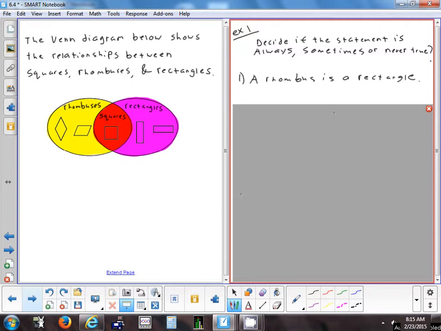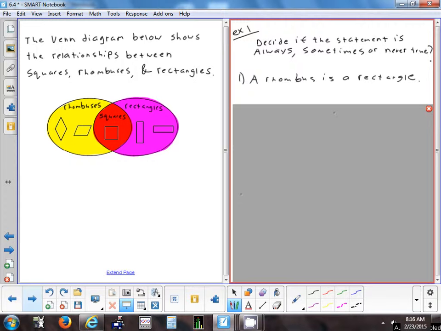All right, so now using that diagram, I got 4 different statements. I want to decide if each is always true, sometimes true, or never true. A rhombus is a rectangle. Is that always true, sometimes true, or never true? Never. Why do we say never? Because it has 4 congruent sides.